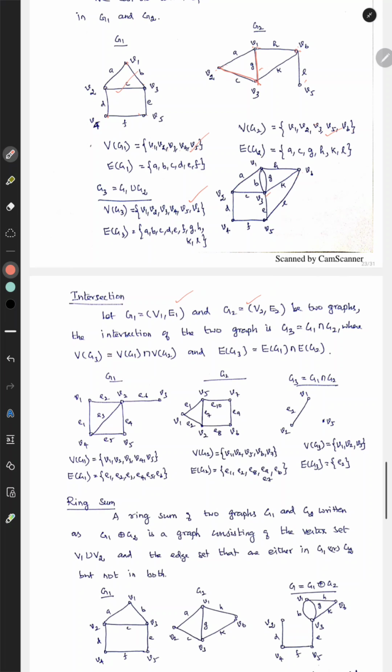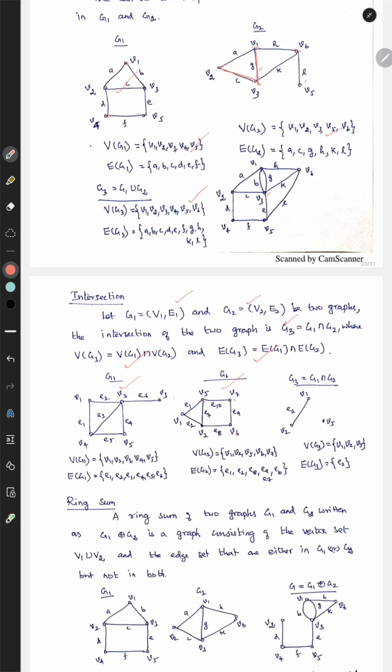You have G1 and G2, two graphs. The graph G3 is found by taking its vertex set as the intersection of the vertex sets of G1 and G2, and its edge set as the intersection of the edge sets of G1 and G2. So you consider the graphs G1, G2. What is the vertex set? V1, V2, V3, V4, V5 here, and V1, V2, V5, V7, V6 here.